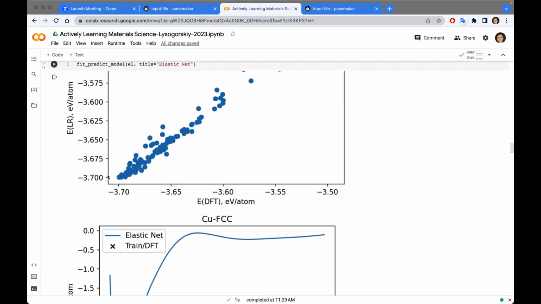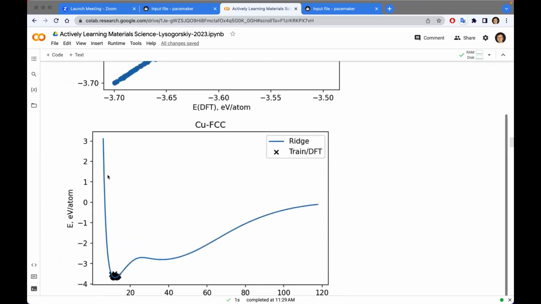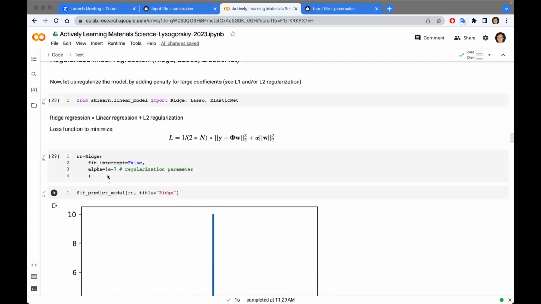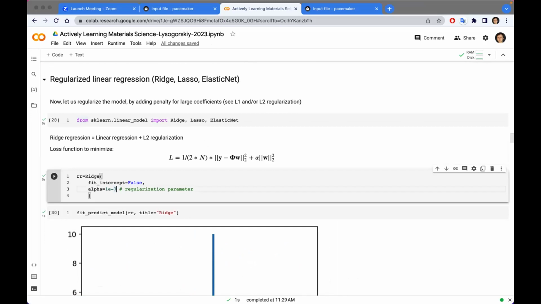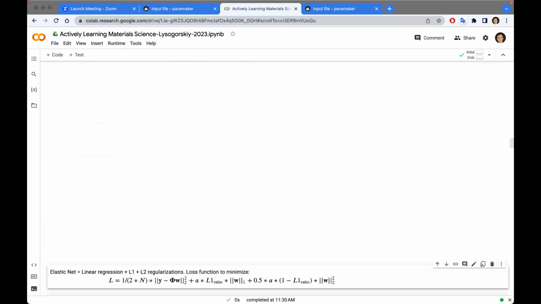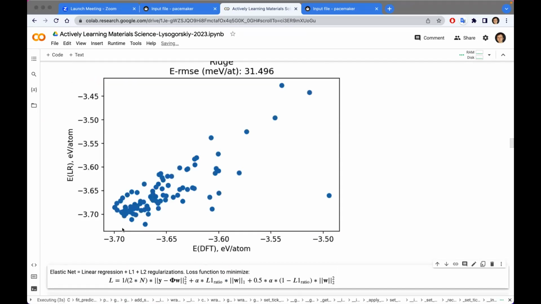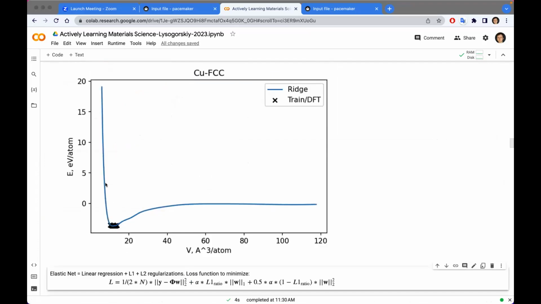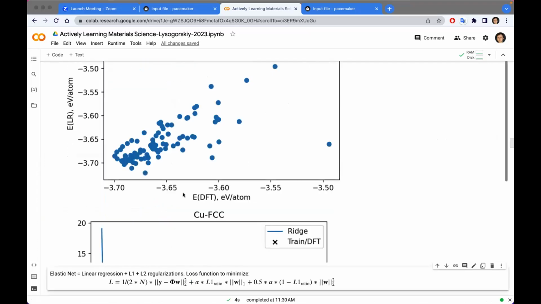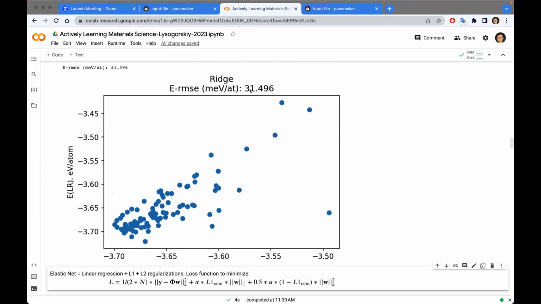So let me also try to change something. Let's say if I go to the over-regularization regime and 10 to plus 1, how would it look? Well, it looks in principle physical, but you can see it's 31 meV per atom and there is no diagonal correlation. So that's an over-regularized model and it's not flexible enough.